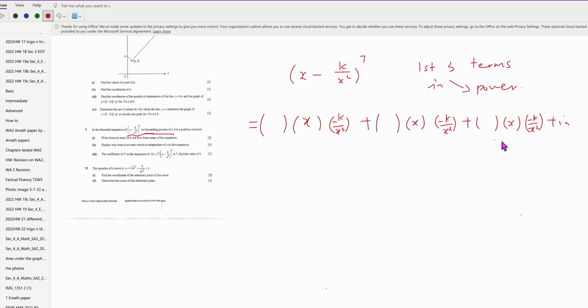Which means first is the first term x. You put it here. The second term, with the minus sign, you put it here. So you just put it in first. Then after that, you put the 7 here. You put the 7 here. You put the 7 here.